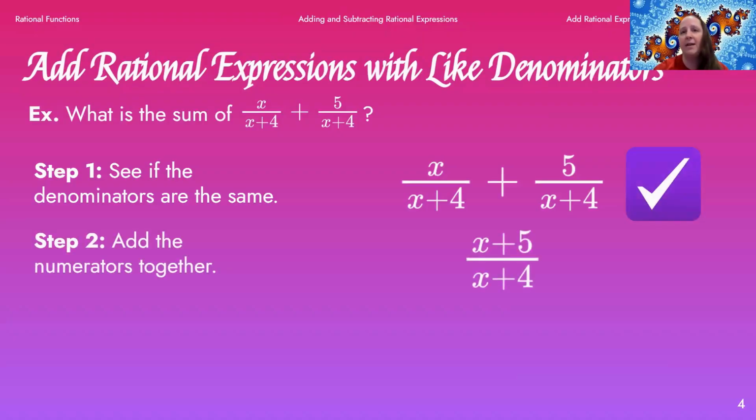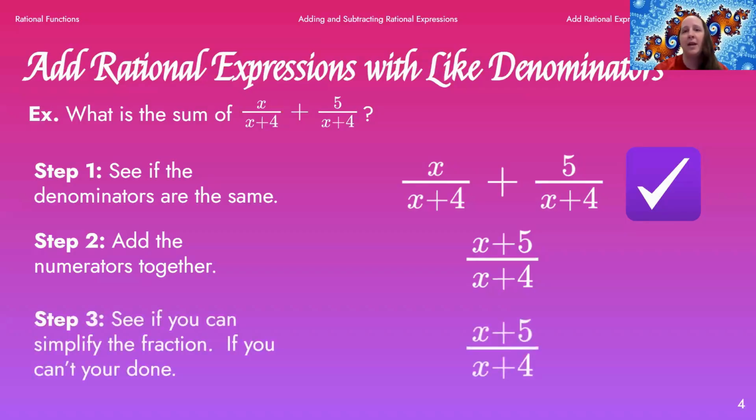I can't combine the x and the 5 because they are not like terms. I then see if I can factor anything out of this. In this case, I cannot factor anything, so that is my answer: x plus 5 divided by x plus 4.